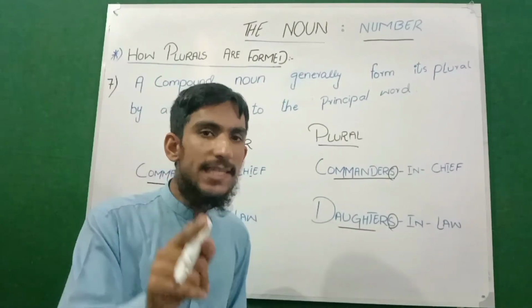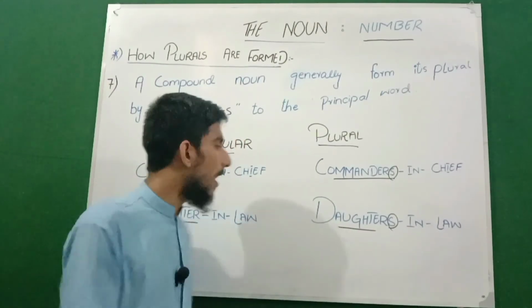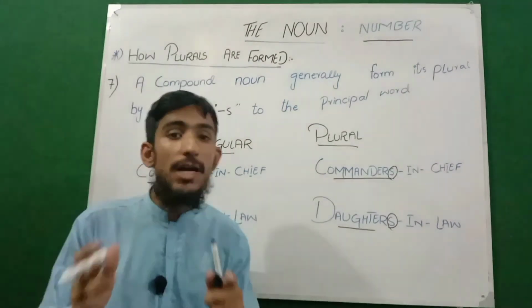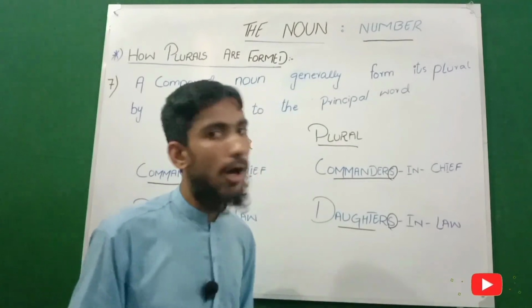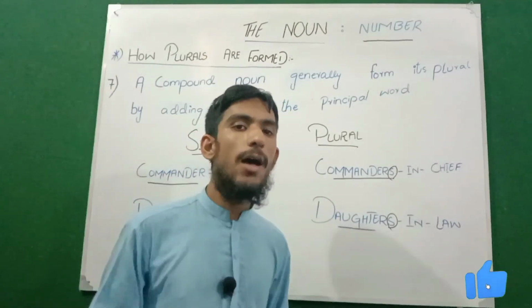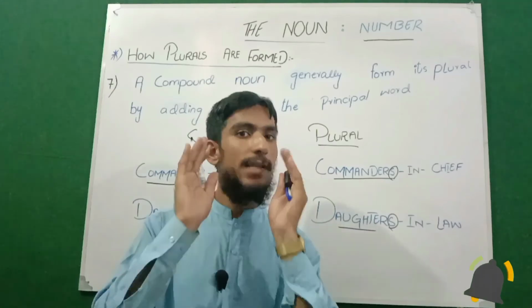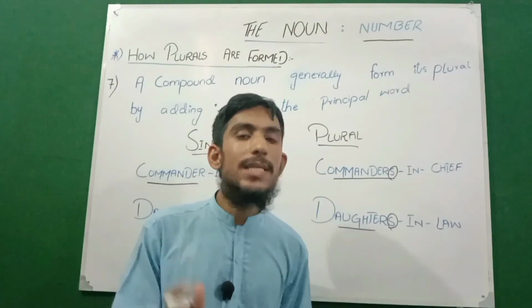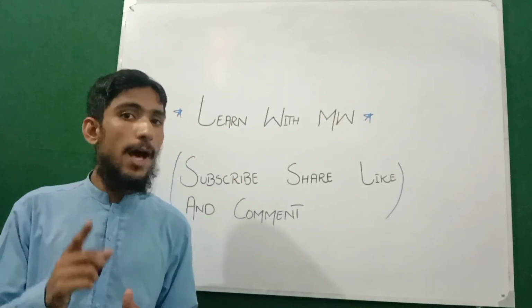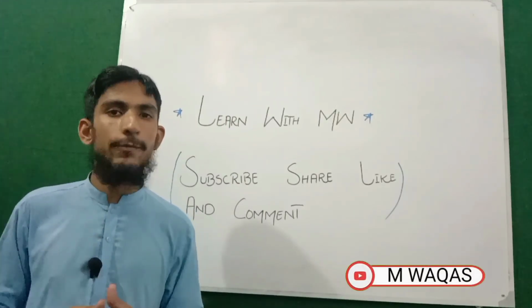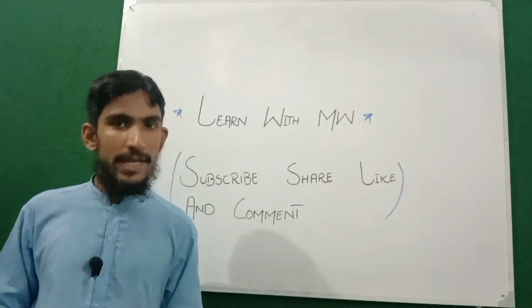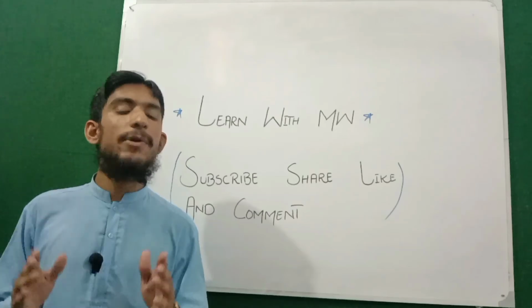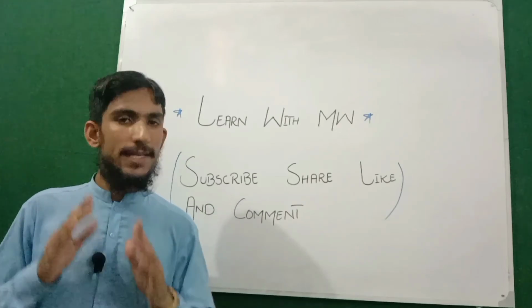So now we have discussed the seventh technique: compound nouns generally form their plural by adding s to the principal or main word. For example, commander-in-chief, commanders-in-chief; daughter-in-law, daughters-in-law; son-in-law, sons-in-law. So we have discussed seven techniques of how plurals are formed from the singular. In this video, we have discussed noun number in a very systematic way. We discussed what singular number is, then what plural number is, and then the seven techniques of how plurals are formed from the singular.